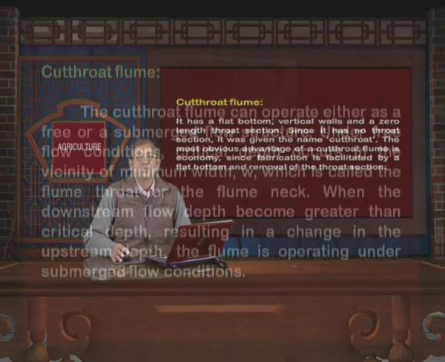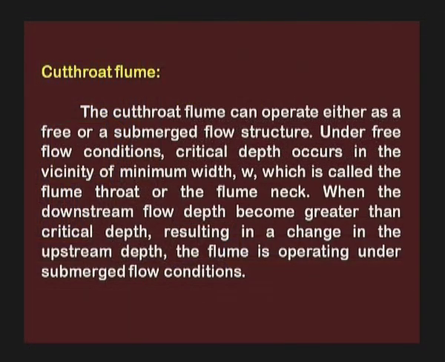with cut throat flume. The cut throat flume can operate either as a free or a submerged flow structure. Under free flow conditions, critical depth occurs in the vicinity of minimum width W, which is called the flume throat or the flume neck. When the downstream flow depth becomes greater than critical depth, resulting in a change in the upstream depth, the flume is operating under submerged flow conditions.